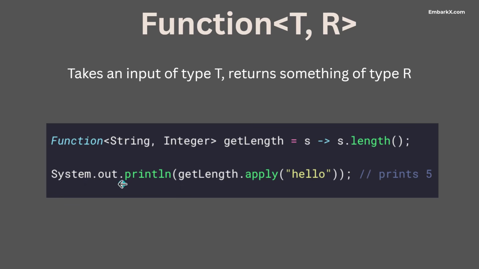You can say System.out.println(getLength.apply("hello")). getLength is being applied to this particular string, which is hello, and this is being passed over here as the string. So this is how it is being used. This is one built-in functional interface.